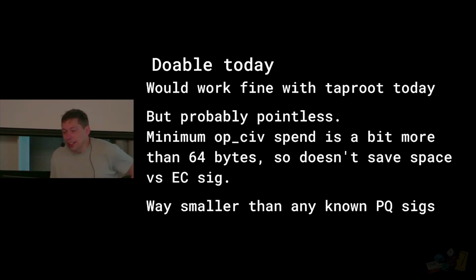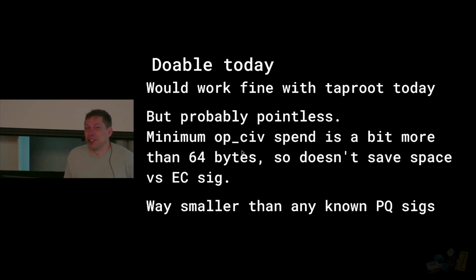So the thing is, this would work fine today, right? You could make this opcode and put it into Taproot. It's probably pointless because signatures are so small right now. They're 64 bytes, and the minimum space to use this would be a bit more, more like 70-ish, right? So it doesn't get you anything.